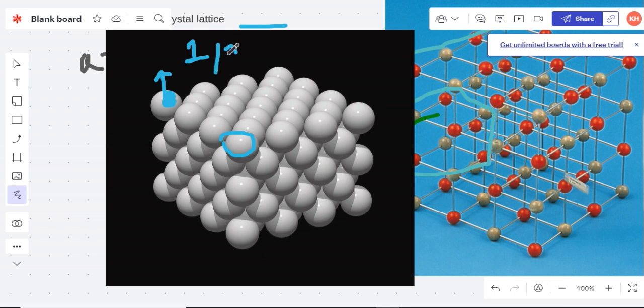How can we prove it? We know this is a 3D structure, so one 3D structure is located here as well, something like this. One 3D structure is located here as well, and here. So 1 by 8: this one constant particle is participating with 8 other unit cells here, so this is one constant particle.